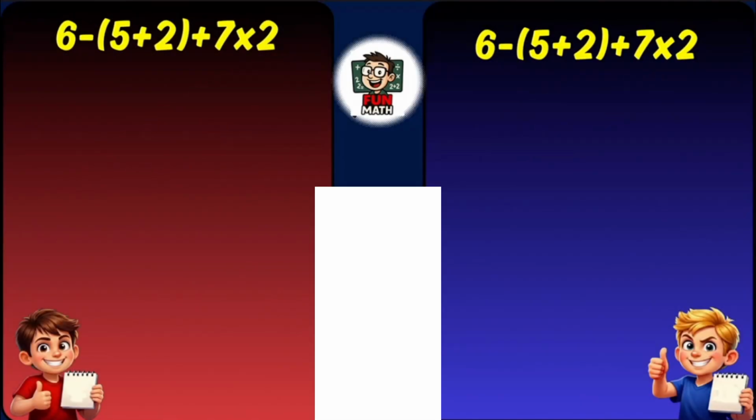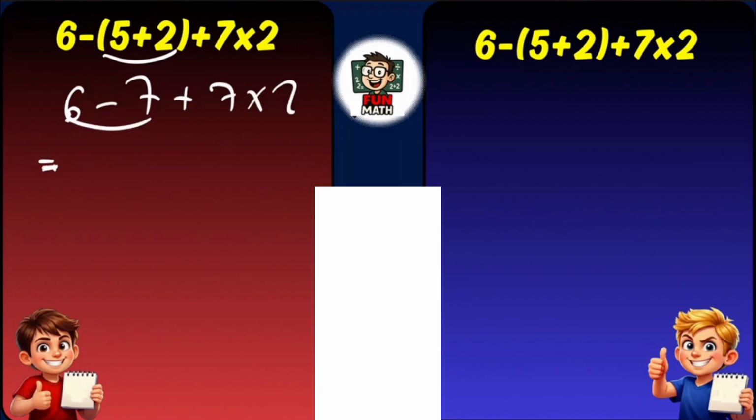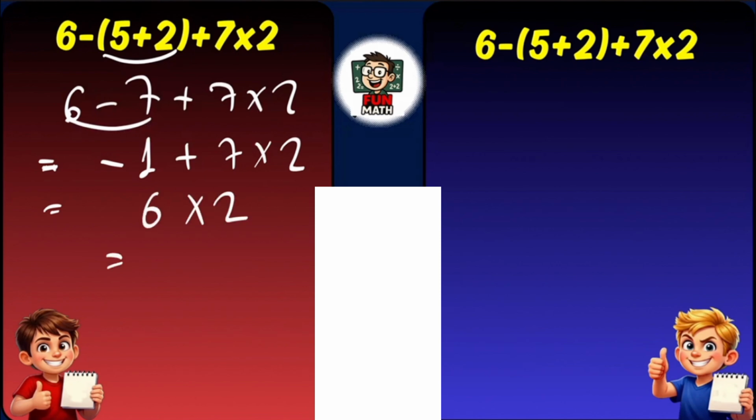Let's start with the first solution. First, parenthesis: 5 plus 2 equals 7. Now subtraction: 6 minus 7 is negative 1. Now addition: negative 1 plus 7 equals 6. Finally, multiplication: 6 times 2 equals 12. If you solved the problem this way, you made a mistake.